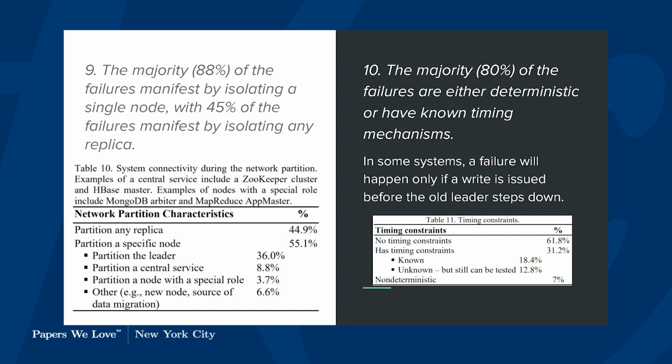Number 10, the majority, or 80% of the failures, are either deterministic or have known timing mechanisms, which means either there are no timing constraints at all in 62% of cases, or you have a very specific time window where, if the wrong event happens in that time window, your cluster gets into a bad state. So for example, if a write is issued before the old leader steps down, that write will go to the old leader, the write will be persisted by the old leader, and that write is effectively lost.